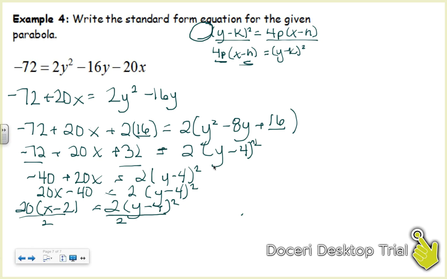Okay, so I'm going to write it just like it is in standard form in your book. Y minus 4 squared equals 10. I got 10 from this. X minus 2.